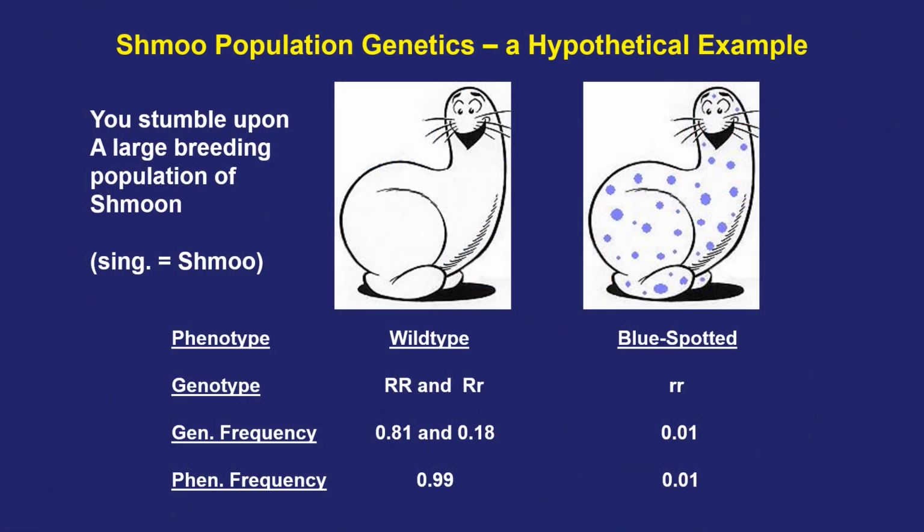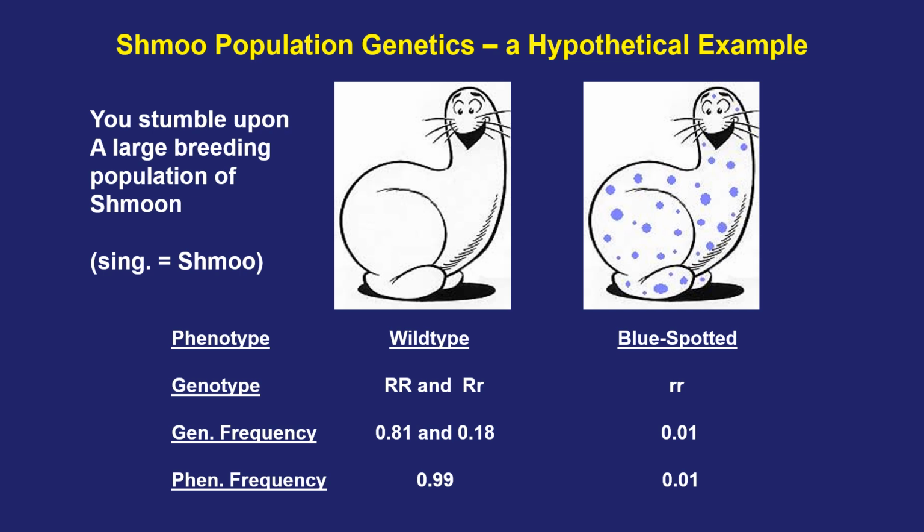Now, before we go on and look at those exceptions and talk about how they bring about change in real populations, I thought I'd just do one more quick example of the applications of the Hardy-Weinberg equation. What I've got here are some hypothetical critters, some fictional critters known as shmoon, or if we're talking about one, shmoo.